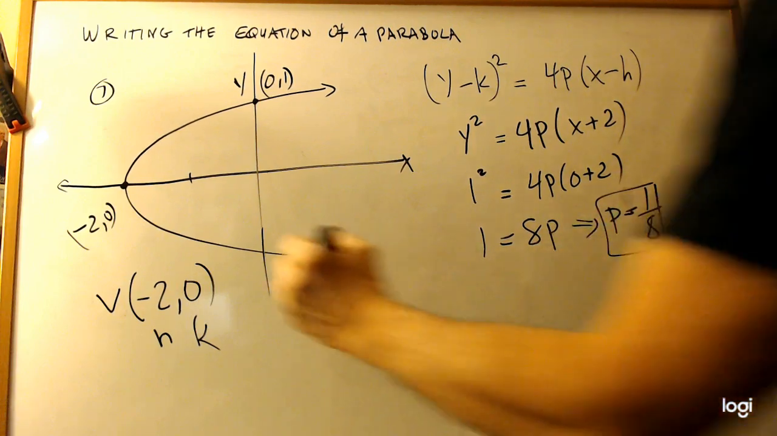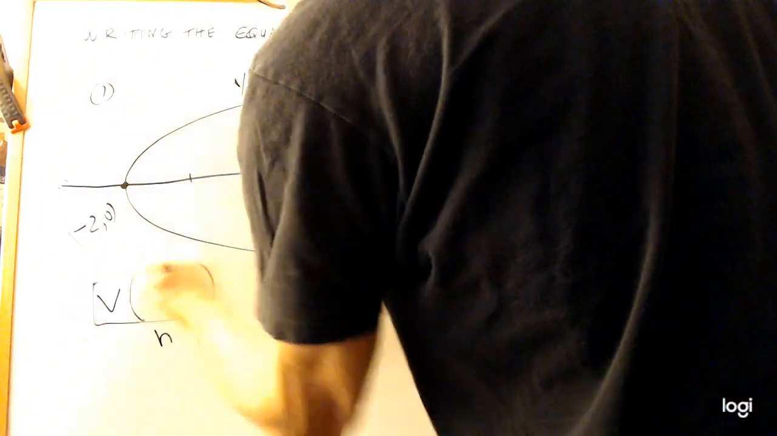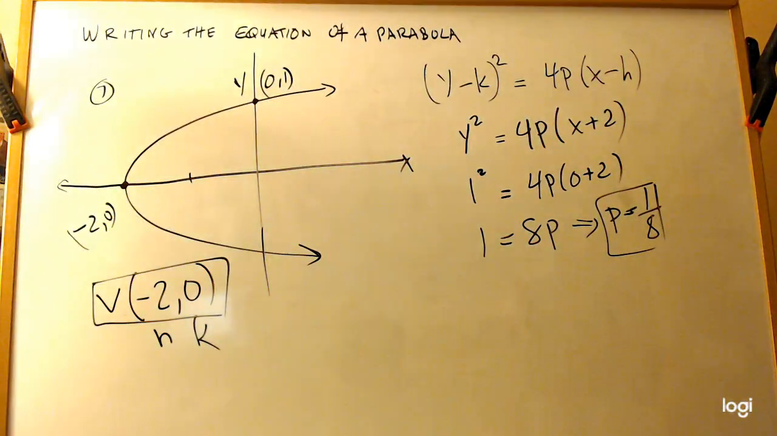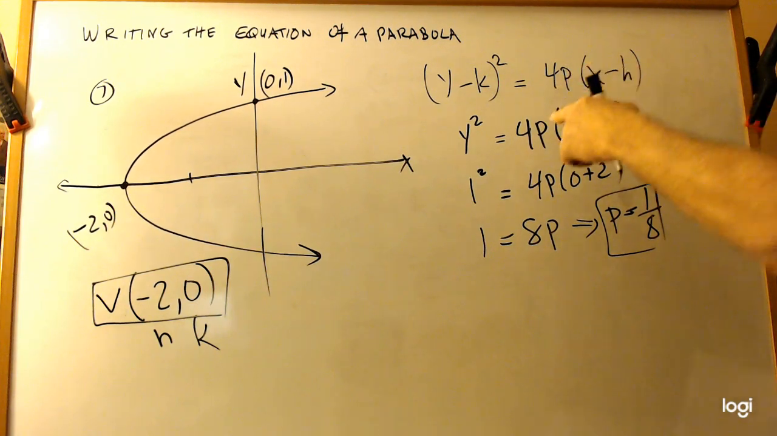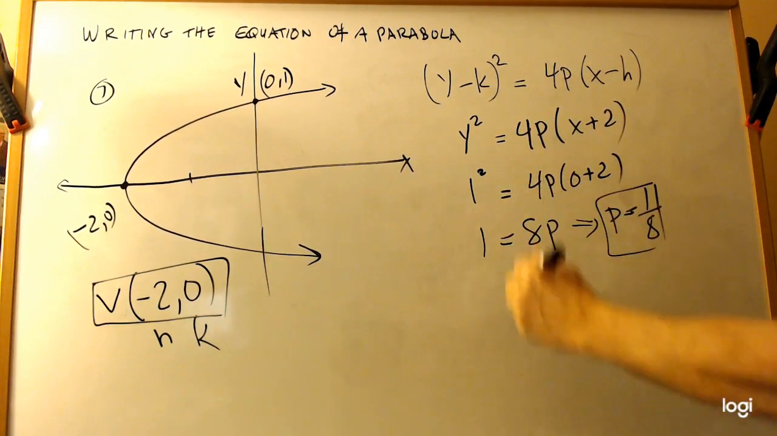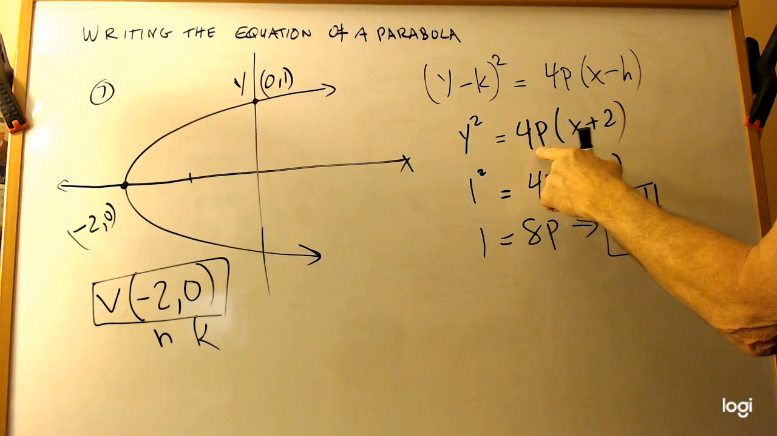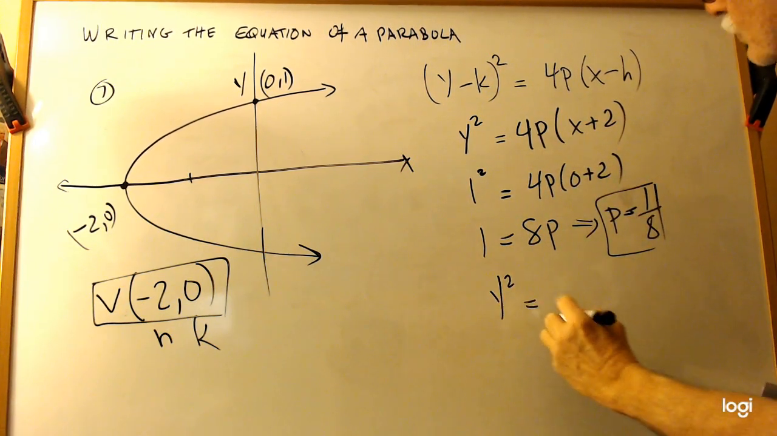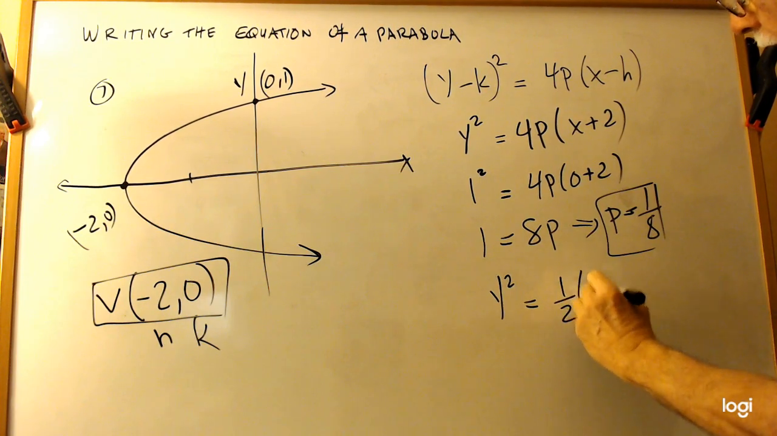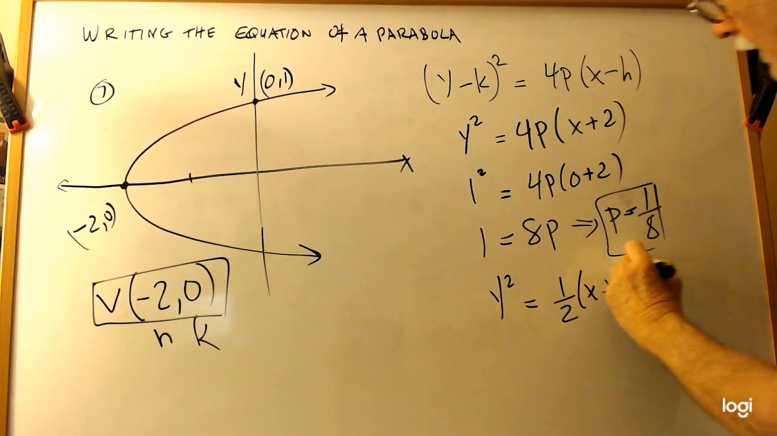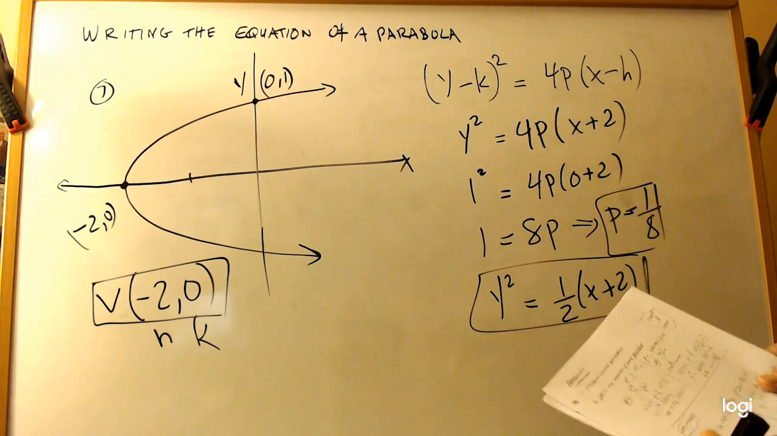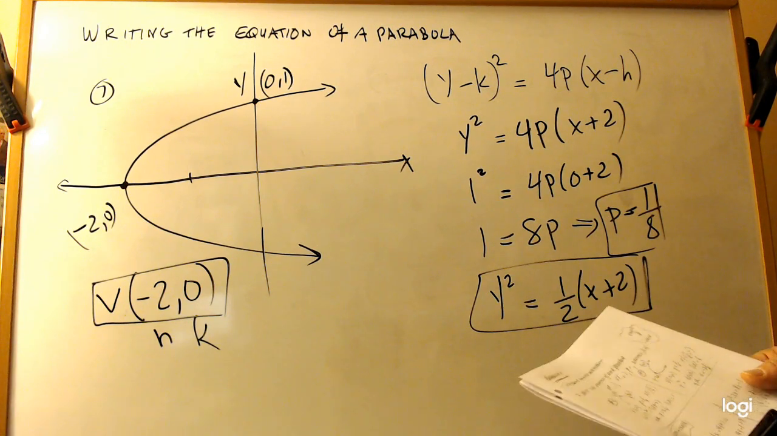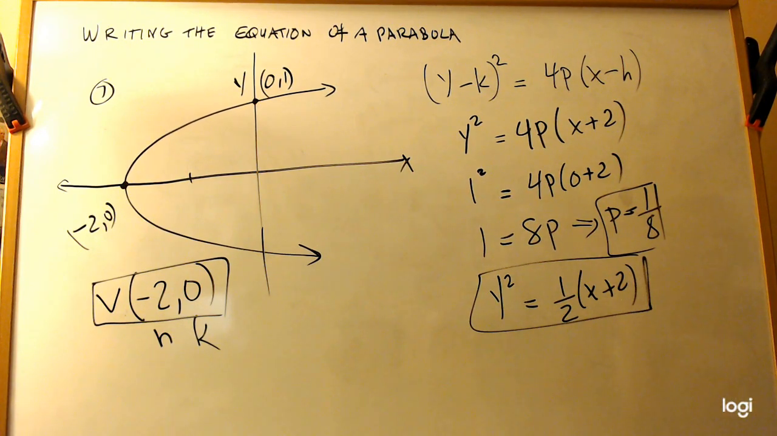All right, so let's see. One of the things we had to get was the vertex. Another thing we had to get was p. So let's write the actual formula then. You have 4p. 4 times an eighth is 4/8. So you get y squared equals 1/2 times x plus 2. And this would be the formula for that specific parabola.